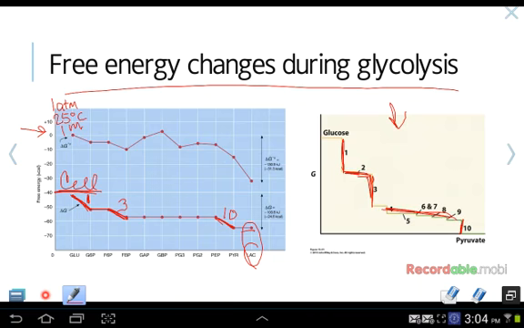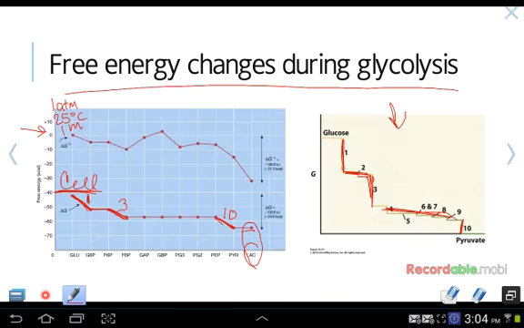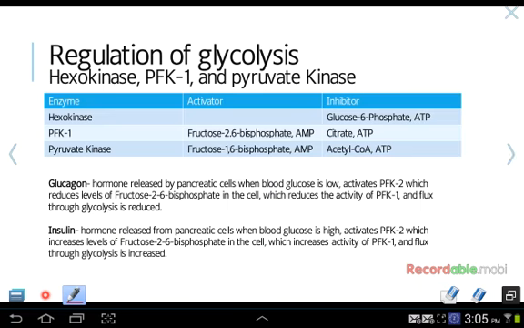This is going to be important when we talk about the regulation of glycolysis. It's not surprising, if you look here at steps 1, 3, and 10, that the enzymes that regulate these large negative delta Gs are our key enzymes for regulating all of glycolysis. So hexokinase governs step 1, PFK1 governs step 3, and pyruvate kinase governs step 10 in glycolysis.